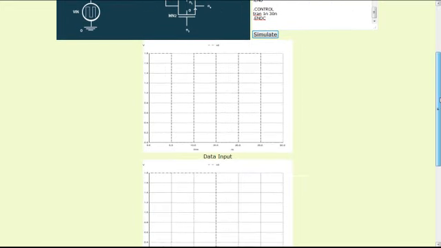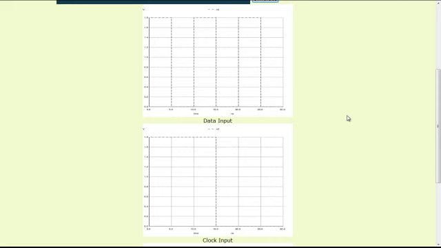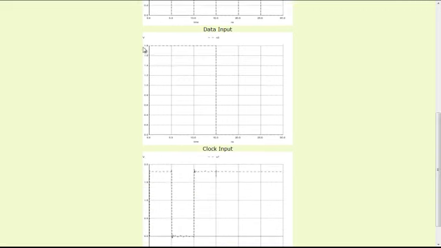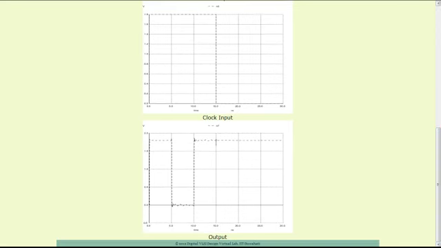Here we have 3 separate waveforms. The first one corresponding to the data input. The second one, which is a low frequency signal, corresponds to the clock input. And finally, we have the required output waveform.